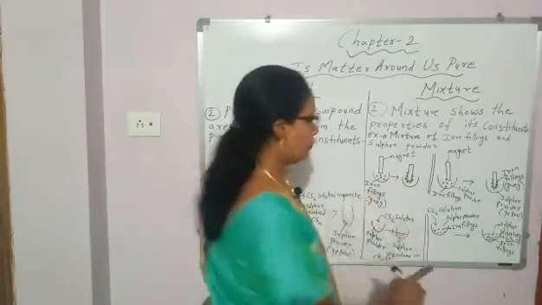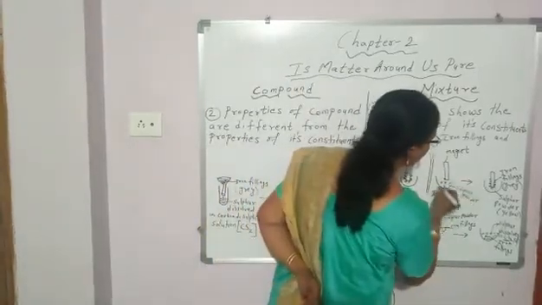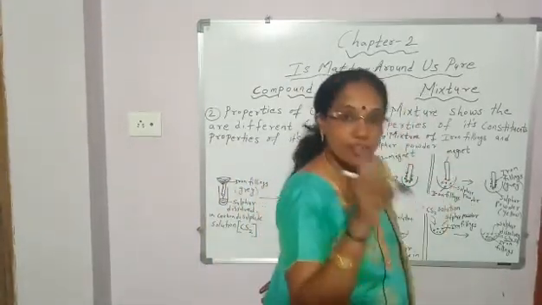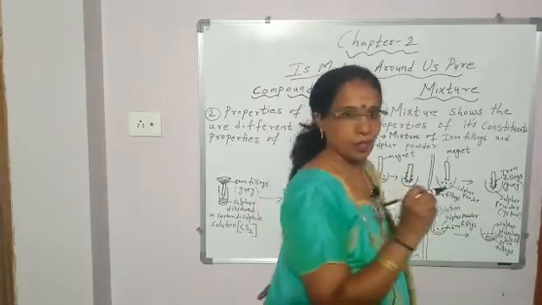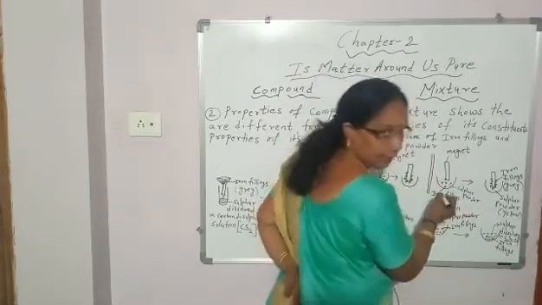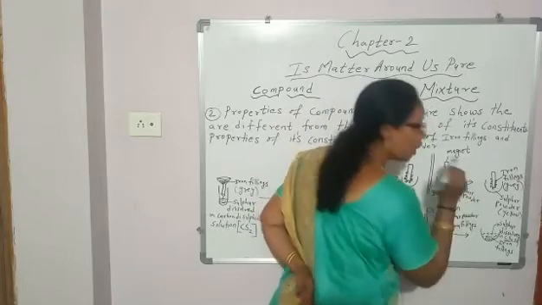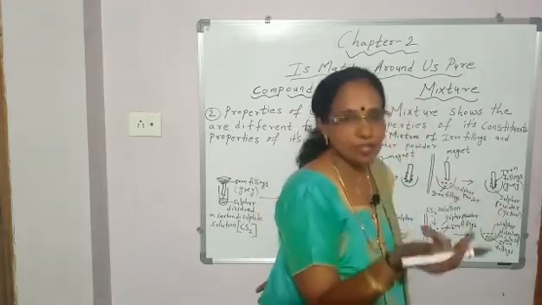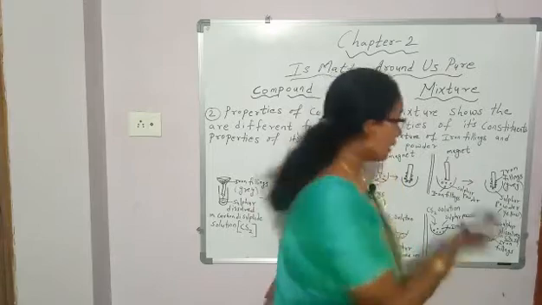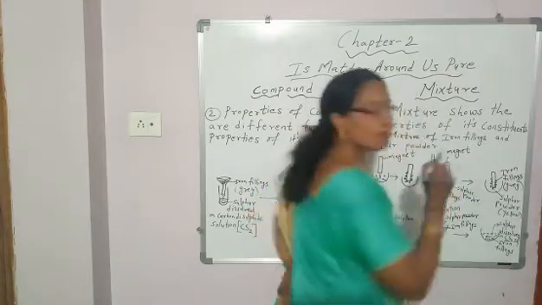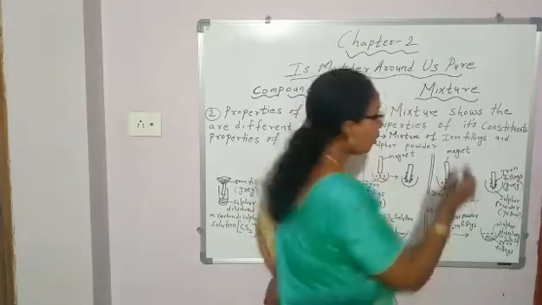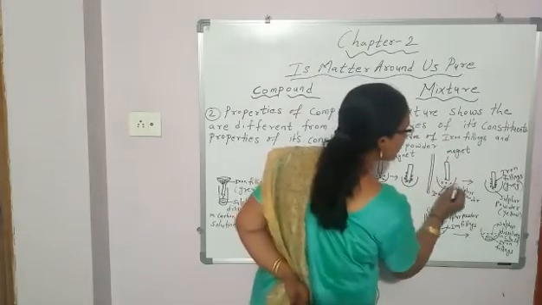Now, take the mixture in a china dish. Mixture of iron filling and sulfur powder. What is the color of iron filling? Grey. Sulfur powder? Yellow. You mixed in any ratio, that is a mixture. So in this mixture, what are the constituents? Iron filling and sulfur powder.